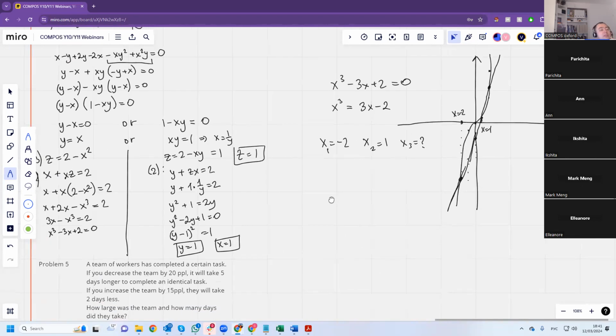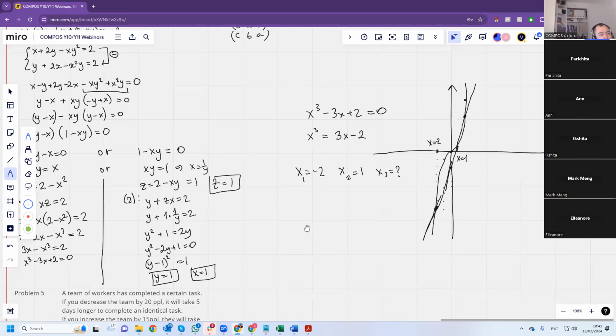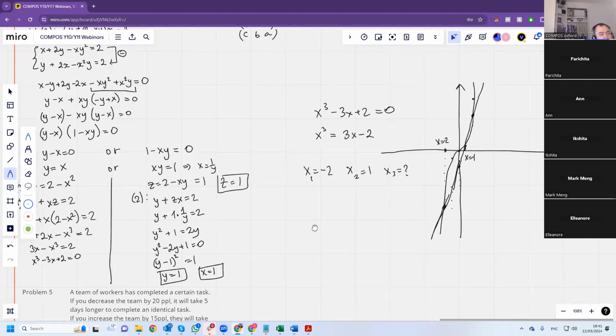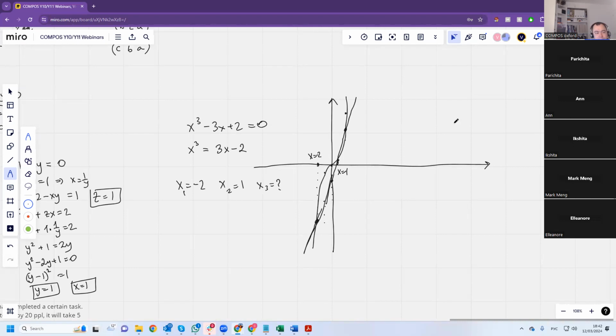And sorry, I think I trapped myself. There shouldn't be a third solution. I must be in trouble here. How could it be? I'll just double check. Equation 4. So it's 1, 0, minus 3, 2, minus 2, 1, minus 2 and 1.